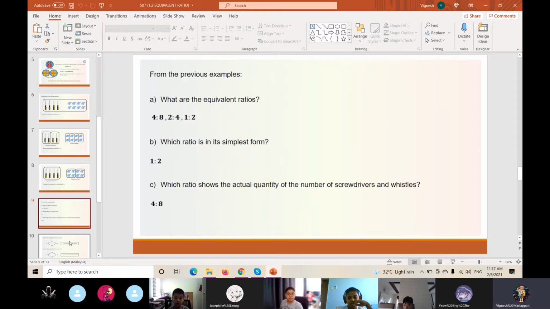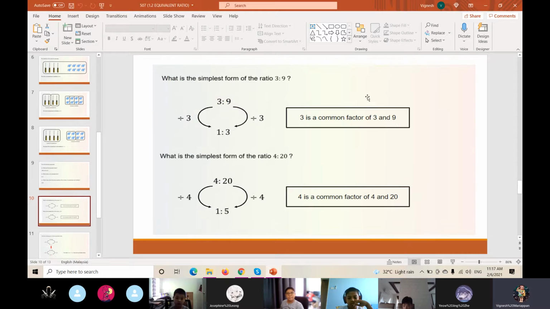Okay, example, how to simplify the ratio. Okay, what is the simplest form of the ratio 3 to 9? Okay, let's say we have the ratio 3 to 9. 3 is the common factor of 3 and 9. That's why teacher said please try to find the highest common factor. 3 to 9. So 3, also you have to divide with 3, means both of the numbers you have to use the same factor, which is 3.